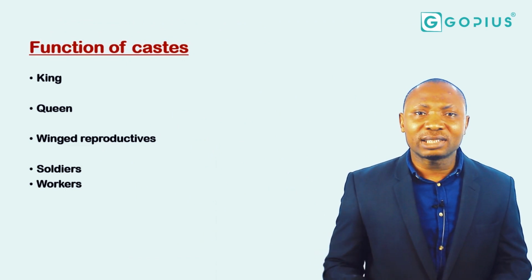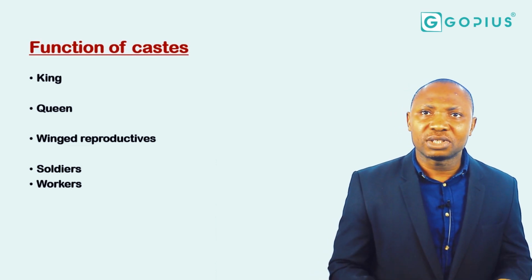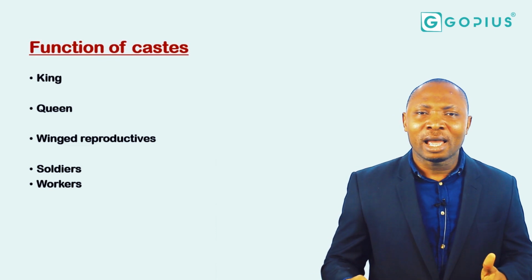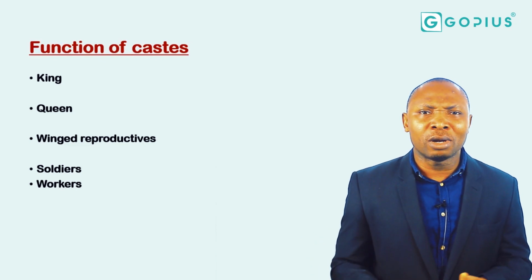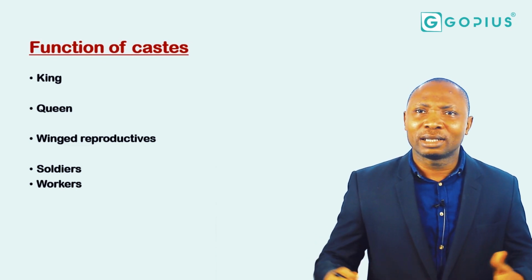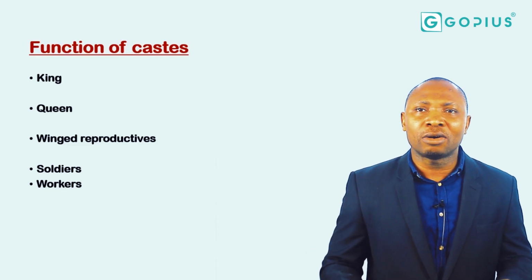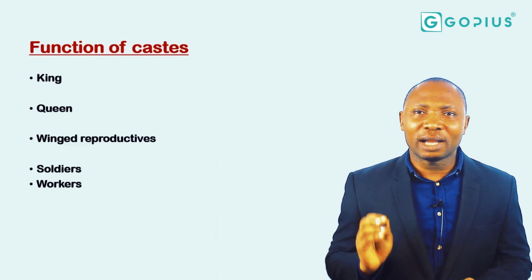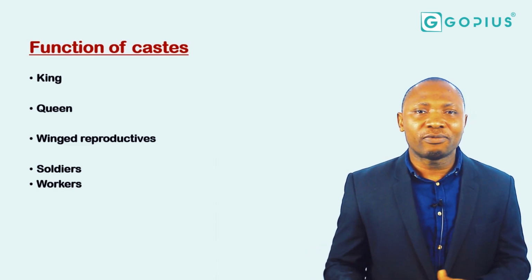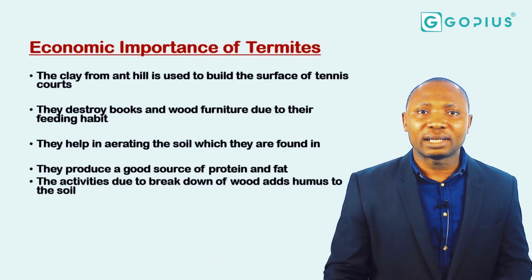I told you the king is a reproductive, and it helps in making sure that the queen produces. The queen's role and function is to lay eggs. Then we have the winged reproductives, which pair together under the process known as nuptial flight, kind of like a wedding flight, and then they come together and establish their own colony. The soldiers help in protecting the kingdom of the termites, and then the workers serve various roles in taking care of members of the caste of the termites.